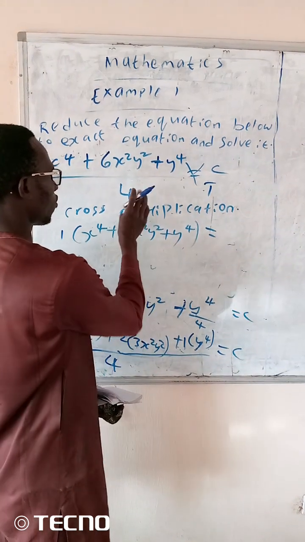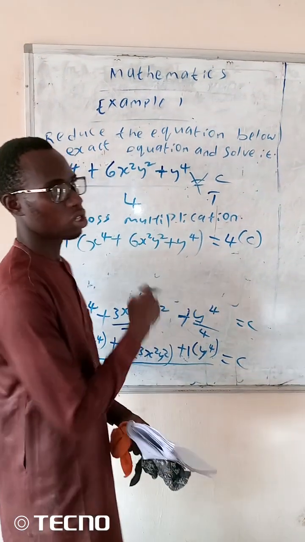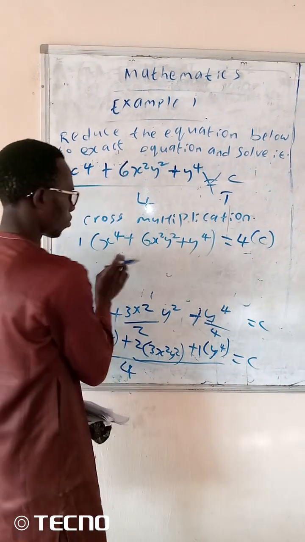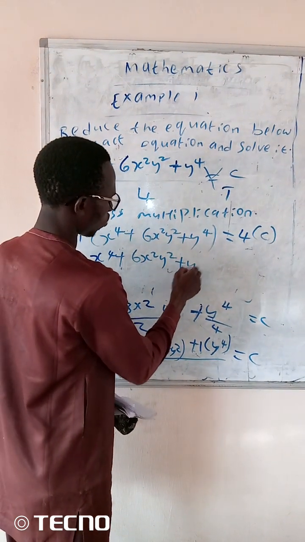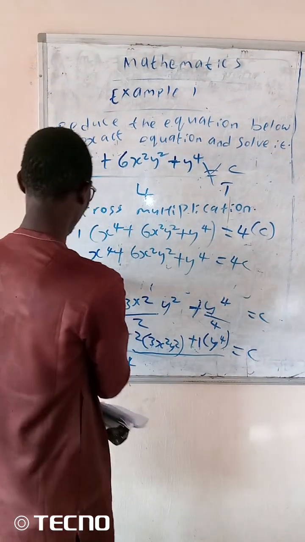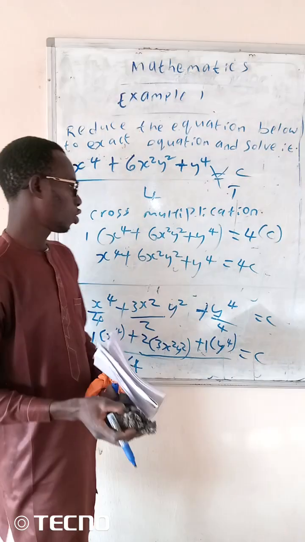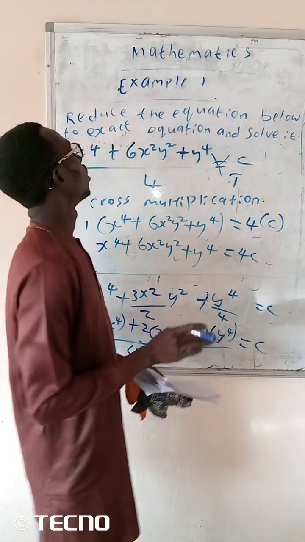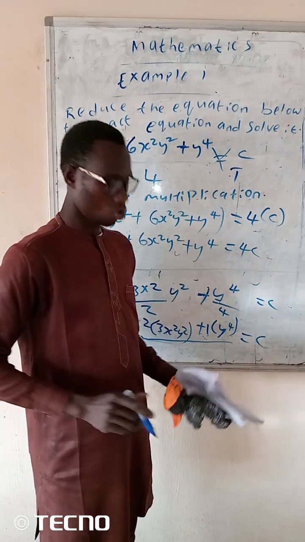So what next do we have? We have 4 multiplied by our constant. Have you seen that now? So we put it in brackets because we're dealing with multiplication. So we have 1 multiplied by everything, which remains the same: x raised to the power 4 plus 6x squared y squared plus y raised to the power 4. 4 multiplied by our constant is 4 constant. So we have successfully calculated it, and we have tested for exactness and found out that it's an exact equation, and we have solved it. We have reduced everything. So this is the solution to it.